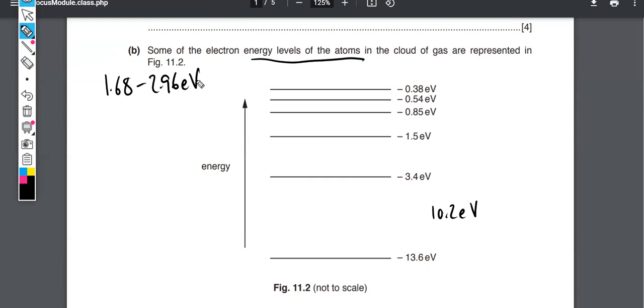Like if you did 13.6 minus 1.5, could we promote from 1.5 to 13.6? Well, no, that would require 12.1 electron volts. And so those are not answers, right? Because we do not have that much energy. Conversely, could we go from this energy level to this energy level? So from 0.54 to 0.38 electron volts, that's 0.16 electron volts of energy. And note that all of our photons are too energetic.